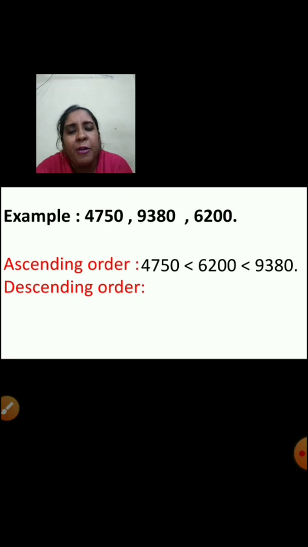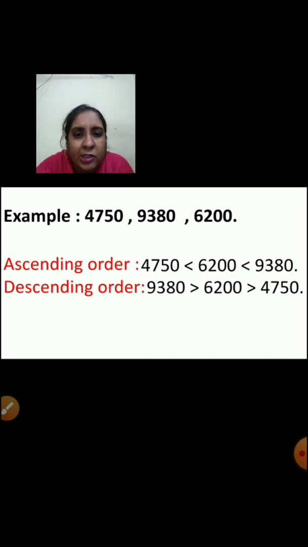So we will put the sign of greater. Now let's see how you are going to write it. Yes, the bigger number will come first. You can see again, 9 is the biggest number here, 9,000 out of these three numbers. So 9,380 is greater than 6,200 and 6,200 is greater than 4,750. So remember to see the place. If the thousands place is the same, go to the hundreds place. If the hundreds place is the same, go to the tens place.